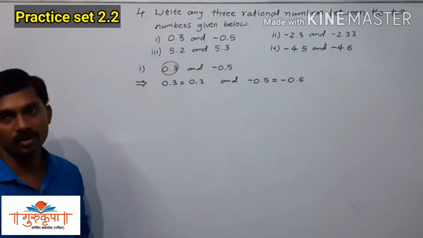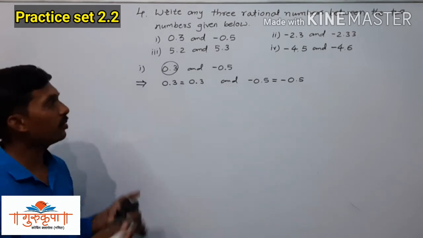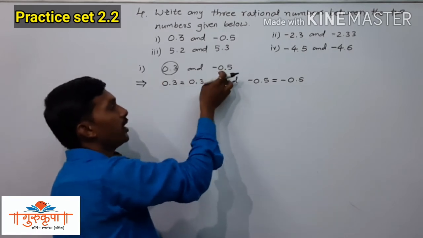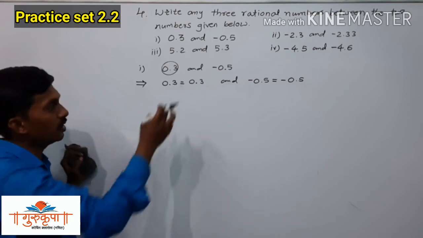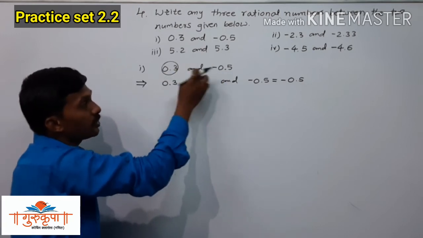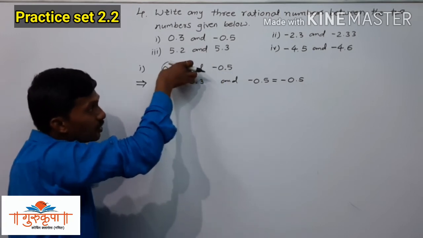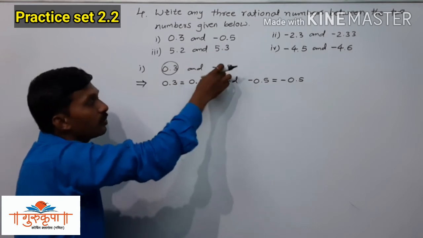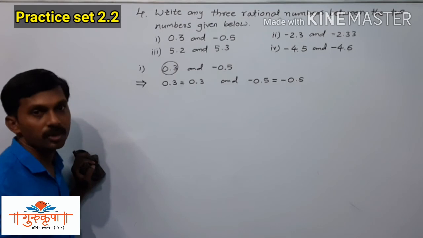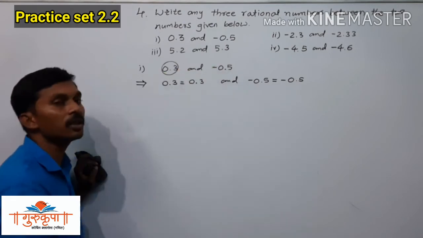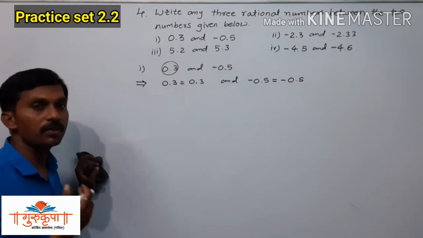Or there is one more method. Take the sum of these two and divide that sum by 2. You will get one number. Then you get the numbers between these two, by taking the sum of these two divided by 2 again. You can easily get the 3 numbers between the given 2 rational numbers. So here you can use any method.